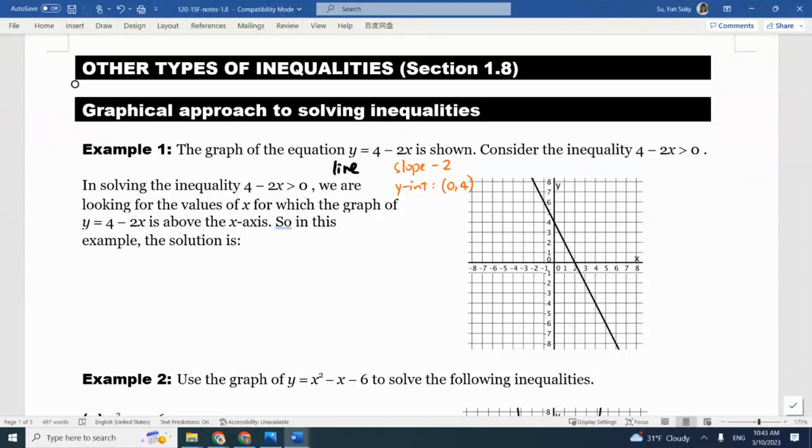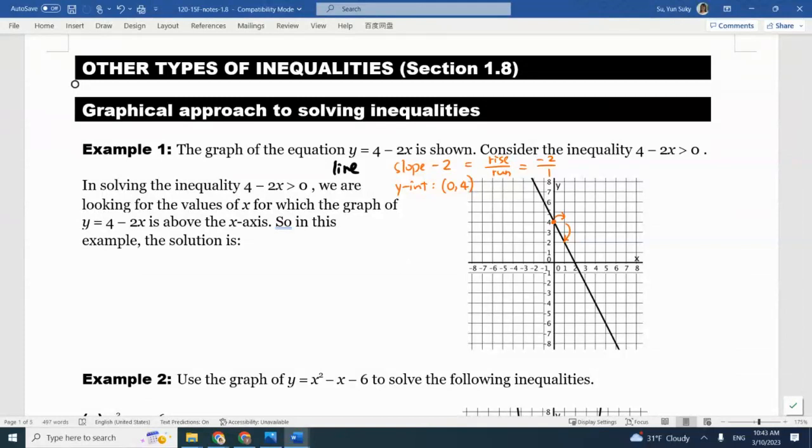And -2 means you go to the right 1 unit and you go down 2 units. Right? Remember, slope is rise over 1. So you can think of -2 over 1. So you go to the right 1 unit and you go down 2 units to get this point. And then you connect the 2 points, you get a line. Right, everybody?